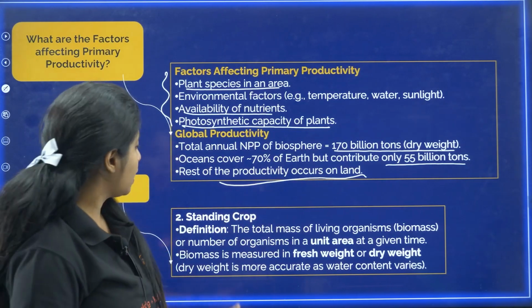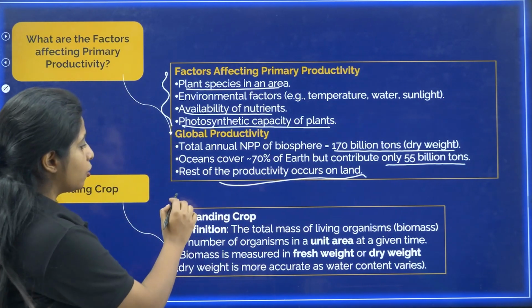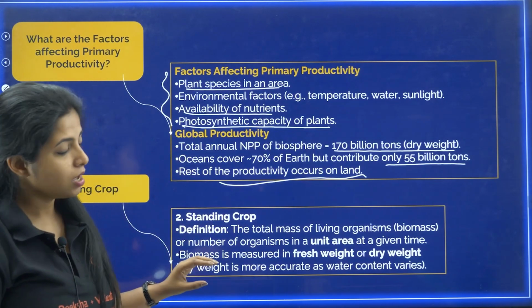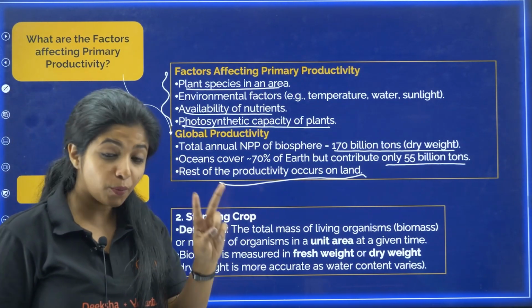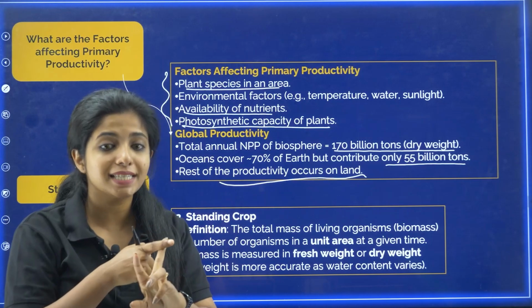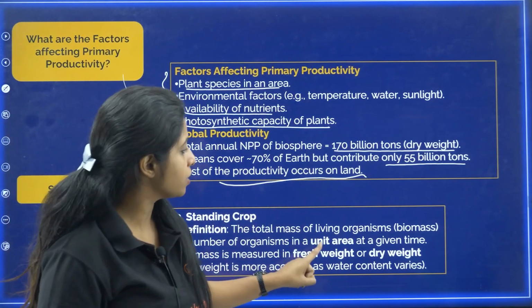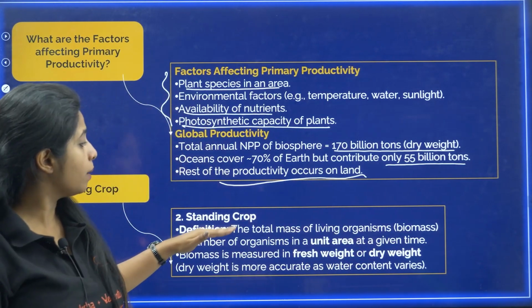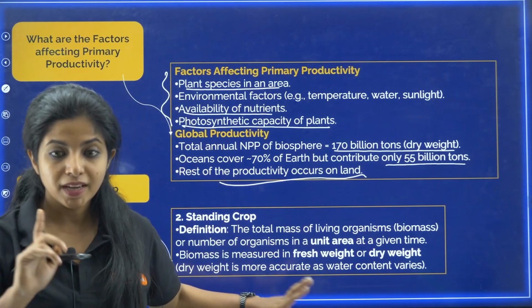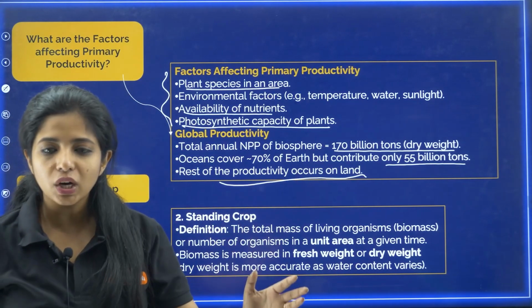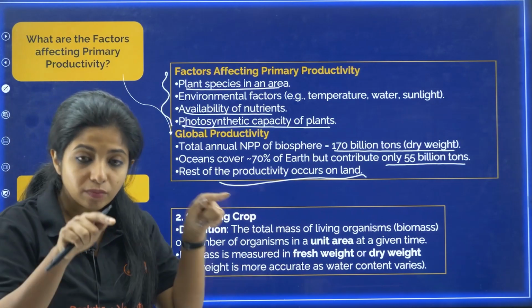Now going ahead with something that is known as standing crop. So this is written elsewhere, but I thought I should be teaching about that here itself. So what do you mean by standing crop? In your book there are two things, standing crop and standing state. Both of these are different. Okay, standing crop refers to the total mass of living organisms or number of organisms in a unit area. The total mass, my dear children, of living organisms or the number of organisms in a what?